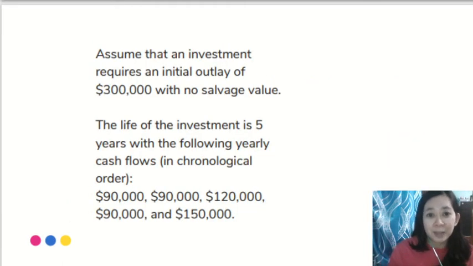To understand better, we will take this example. Assume that an investment requires an initial outlay of $300,000 with no salvage value. The life of the investment is 5 years with the following yearly cash flows, in chronological order. For the first year, the investor receives $90,000, the same in the second year. For the third year, they received $120,000. In the fourth year, $90,000. And in the fifth year, $150,000. This is the information related to the investment.